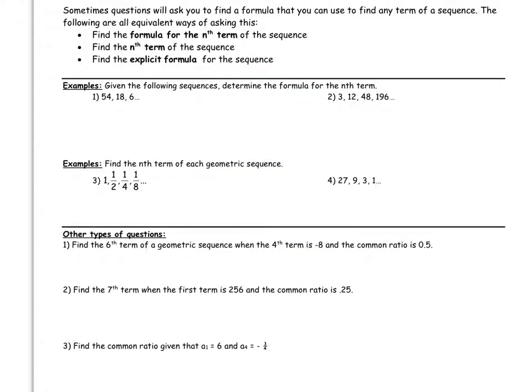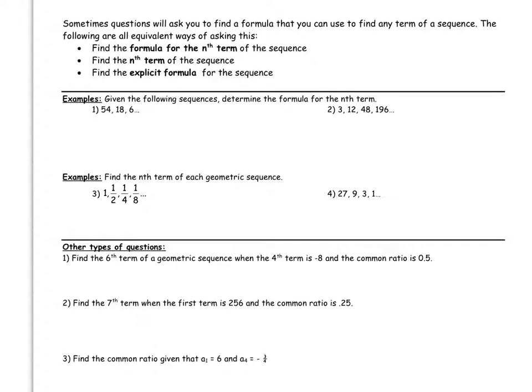Okay, sometimes questions will ask you to find a formula that you can use to find any term of the sequence. The following are all equivalent ways of asking this: find the formula for the nth term, find the nth term, and find the explicit formula. Okay? So let's look at the first one together.